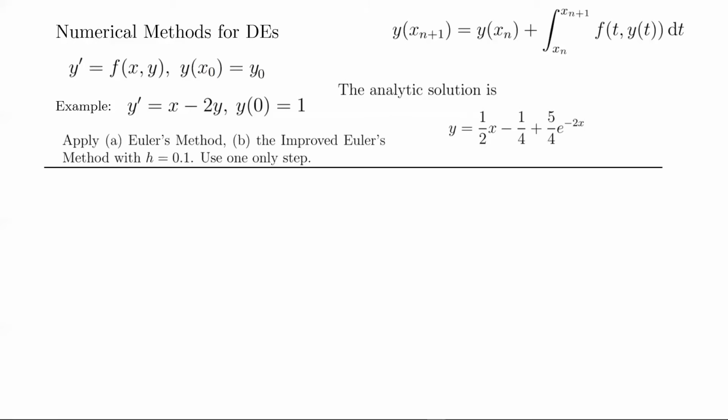Okay, and we want to apply, firstly, Euler's method, and then the improved Euler's method with a step size of h equals 0.1, and we just want to use one step, just to get an idea of how much more accurate the improved Euler's method is over Euler's method.